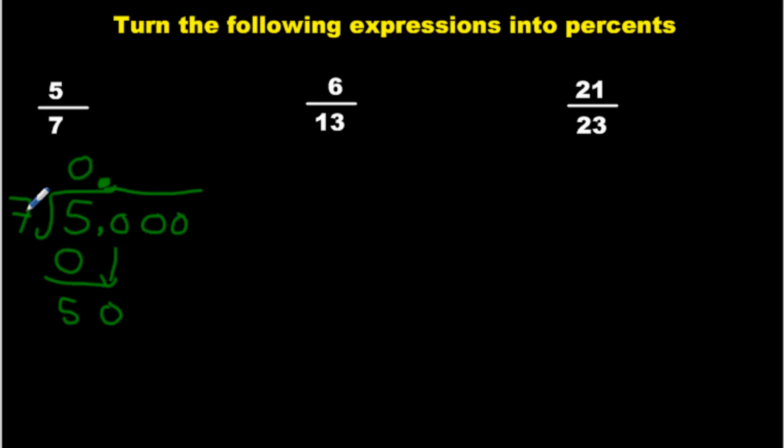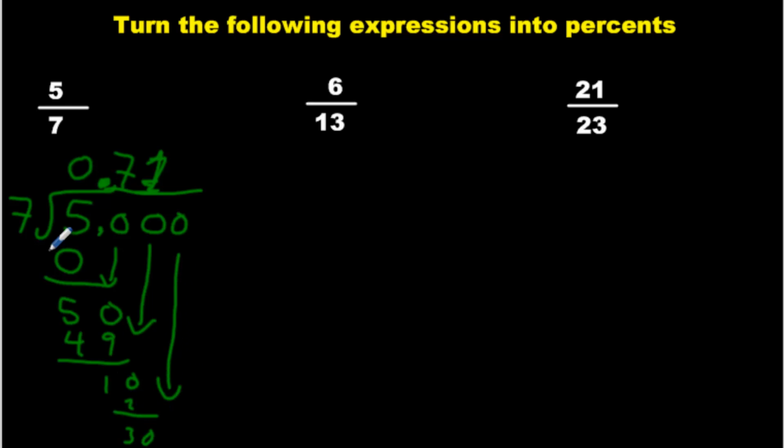We don't drop decimals. 7 goes into 50 7 times. That makes 49. That gets you 1. Drop this number here. 7 goes into 10 1 time. That's a 1. And then we've got 7, subtract, you get 3, drop that. 7 goes into 30, 4 times. Now look, I've got enough numbers here. I've got a decimal number. This is 0.714. Bump the decimal twice. That's the rule for decimals. And you've got yourself 71.4%, which just rounds to 71%.